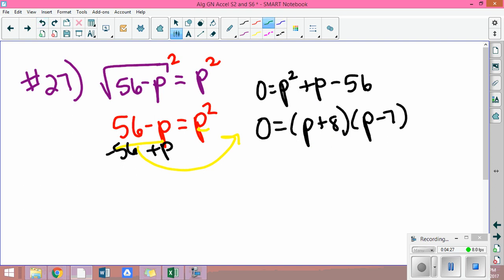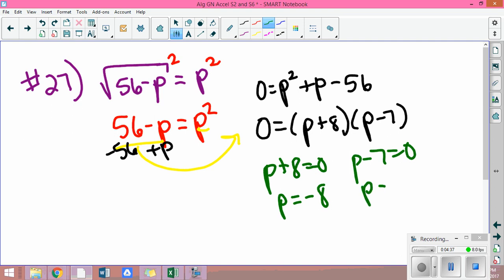So now I set each one of those equal to 0. P plus 8 equals 0. P minus 7 equals 0. Subtract 8. Add 7. And it would seem like I am done, but I need to check for extraneous solutions. So if I take 7 and I put it in here, 56 minus 7, that's going to be positive. This number out here is positive. Life is good. That's an answer.